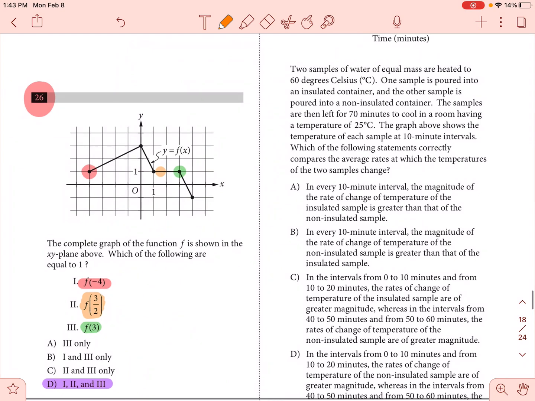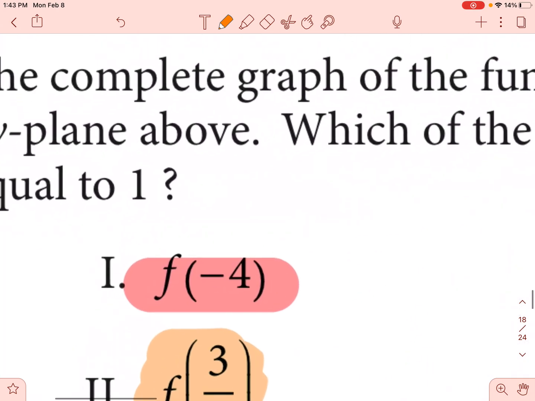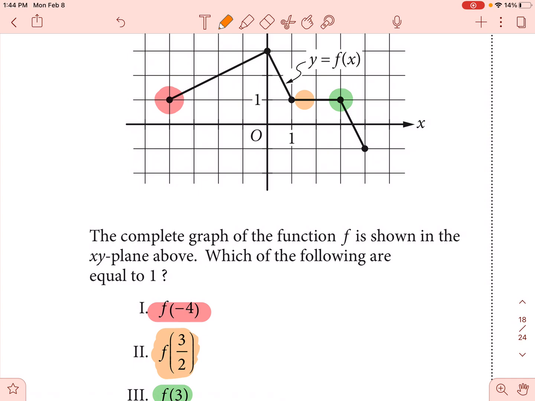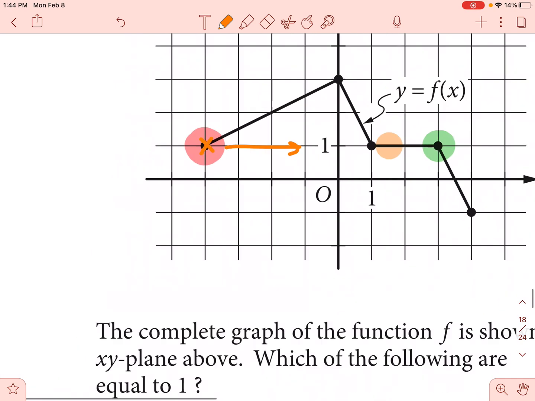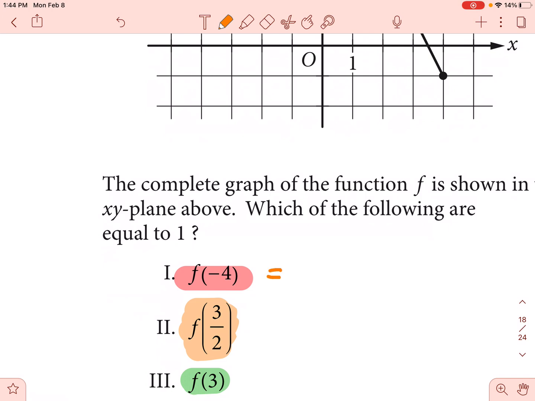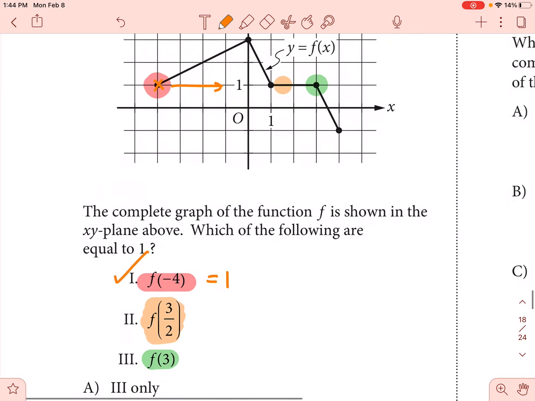Moving on to number 26, it says the complete graph of the function f is shown. Which of the following are equal to 1? So I did some highlighting here. F of -4, I highlighted in red. So that's the x value is -4. The y value there is 1. So this equals 1. So that one is a yes.